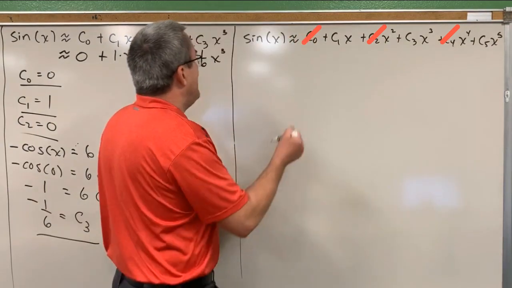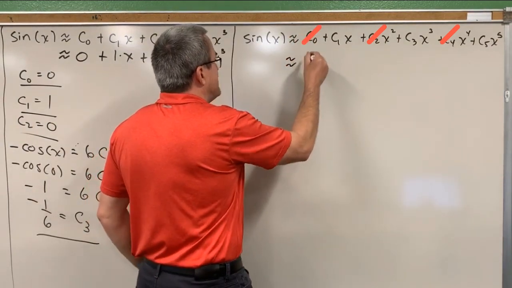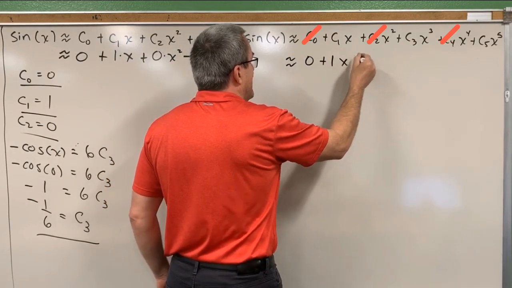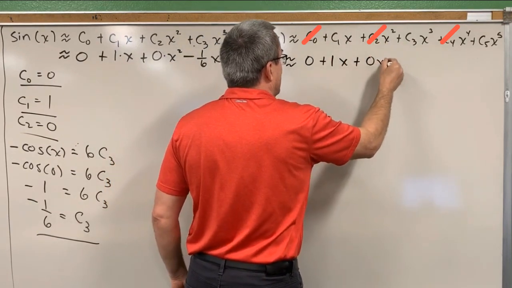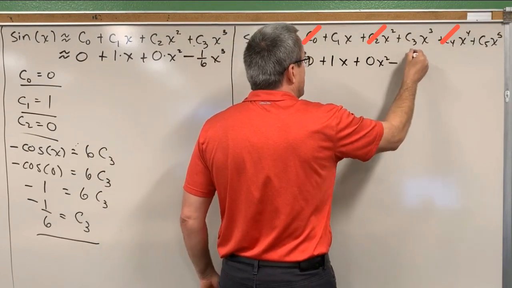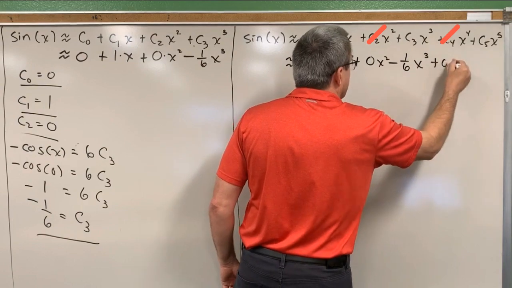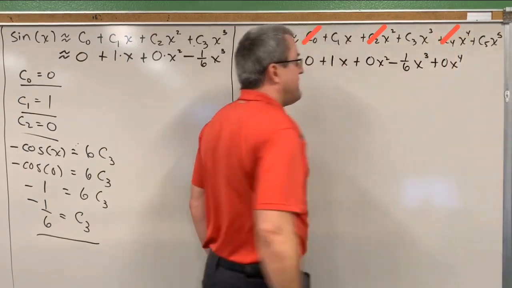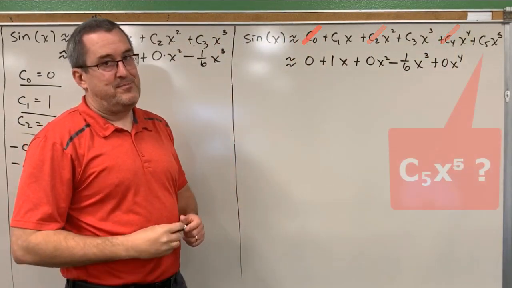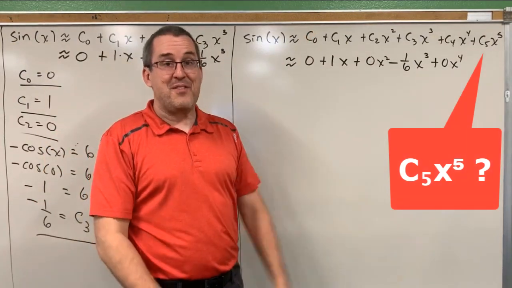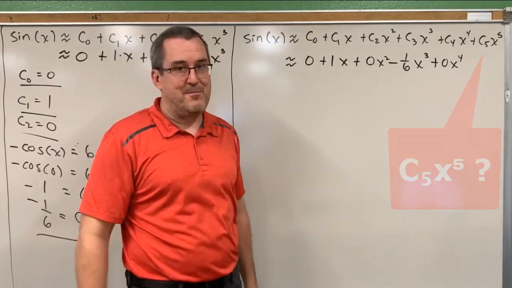Now keep in mind, we know that c sub 0 is going to be 0. We know that c sub 1 is going to be 1. We know c sub 2 is going to be 0. We know c sub 3 is going to be that 1/6 that we got before. We know c sub 4 is going to be 0. So we're now going to focus on c sub 5. Now, to get c sub 5, we're going to go to the 5th derivative. All right, here we go.